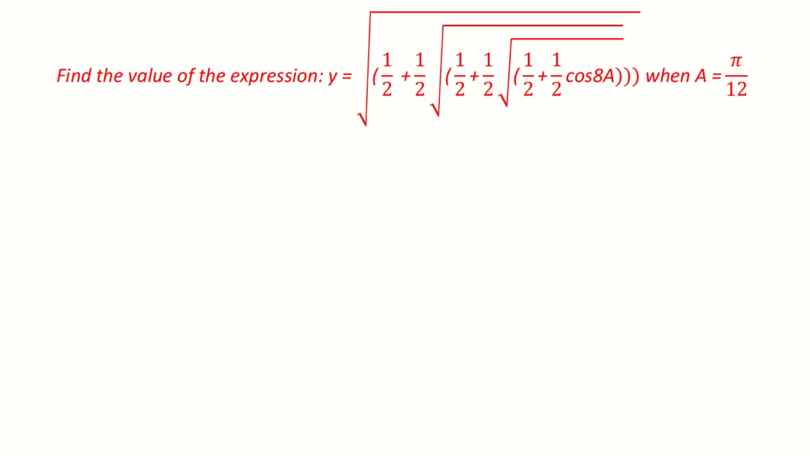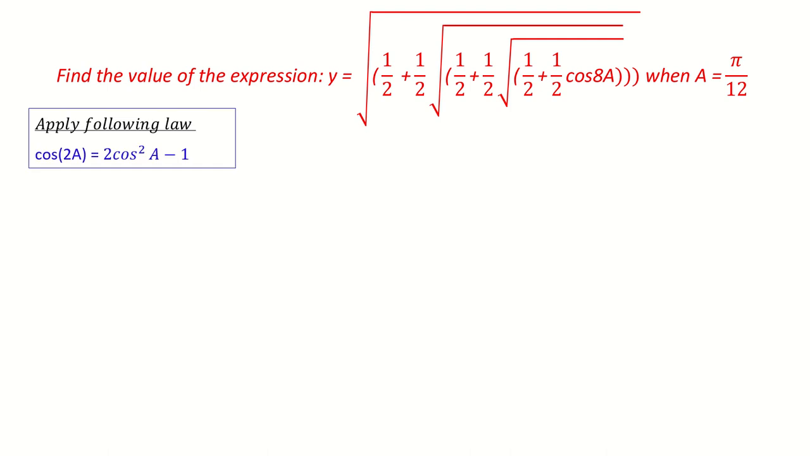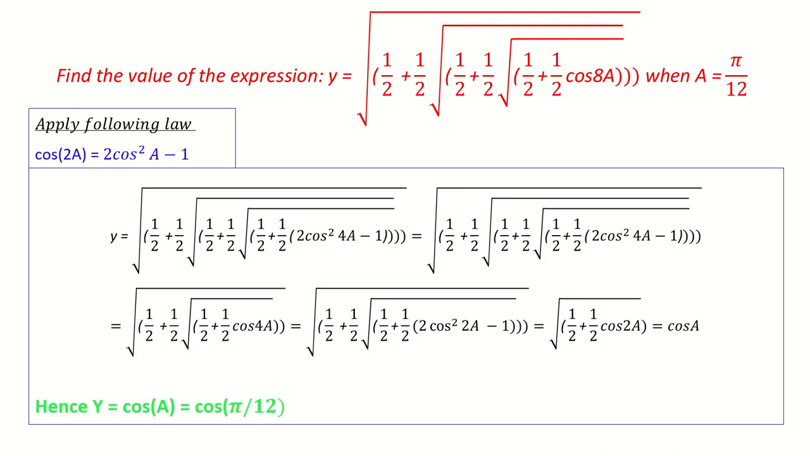Let's say the angle is not given. Just simplify the expression. That's the question. Then how to solve it? We will apply the following rule: cos 2a equal to 2 cos square a minus 1. This is the one we will apply here mostly. So the given expression y will become 1 by 2 plus 1 by 2 square root of 1 by 2 plus 1 by 2 square root of 1 by 2 plus 1 by 2, and instead of cos 8a, I am writing 2 cos square 4a minus 1, applying the rule which I showed above.